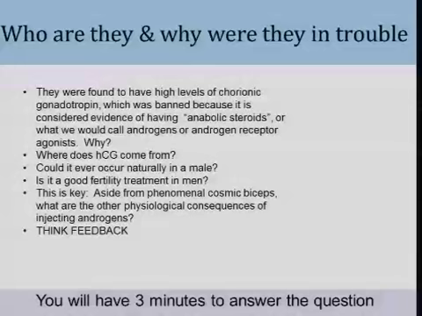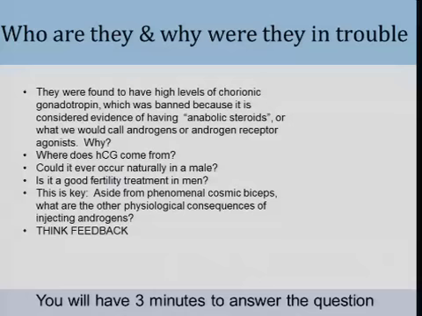So these guys got in trouble for performance enhancing drugs. And I remember reading about it a couple years ago. And the drug they found in their system was chorionic gonadotropin, which is on the list of banned substances. Because it was considered evidence of having used what they call anabolic steroids, or what we would call androgens, or androgen receptor agonists. And I thought, well, why? And it turns out that, where does HCG come from? Well, it comes from a developing blastocyst. What reason would a male have to have that?